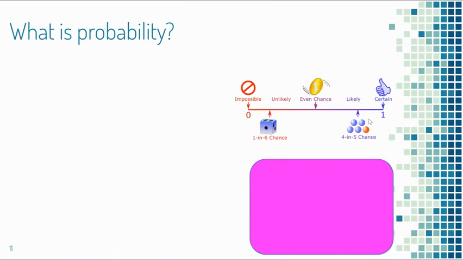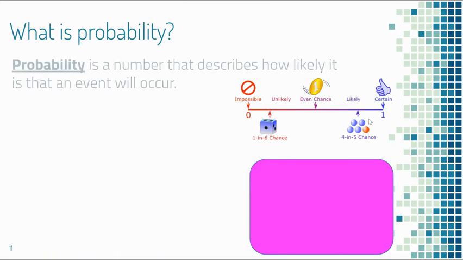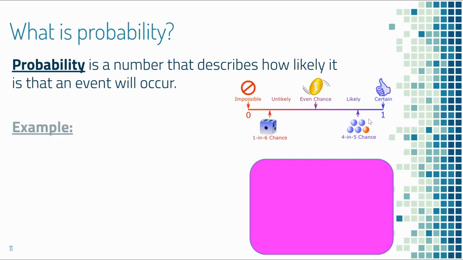So if we take a look at what probability is, it's going to be the likelihood that something is going to happen, or a number that describes how likely it is that an event will occur. So for example, something that's impossible would have a probability of 0, and something that's certain, where it's going to definitely happen, would be a probability of 1.